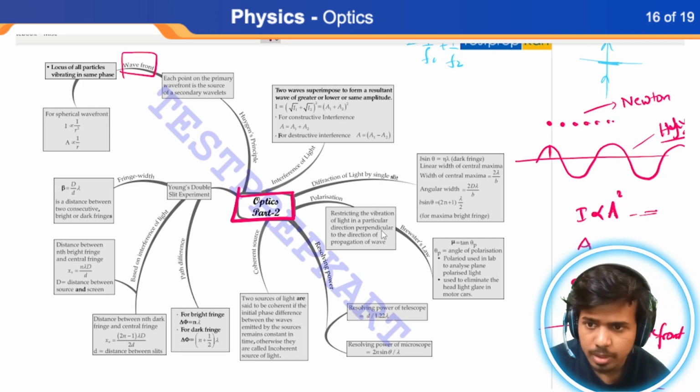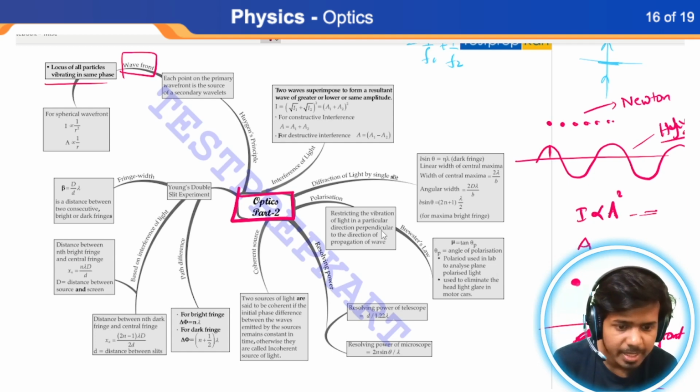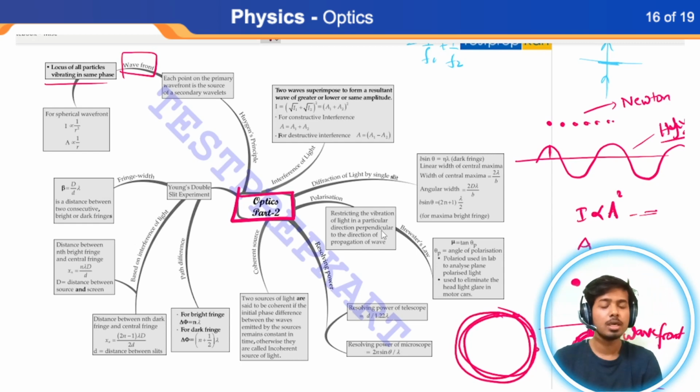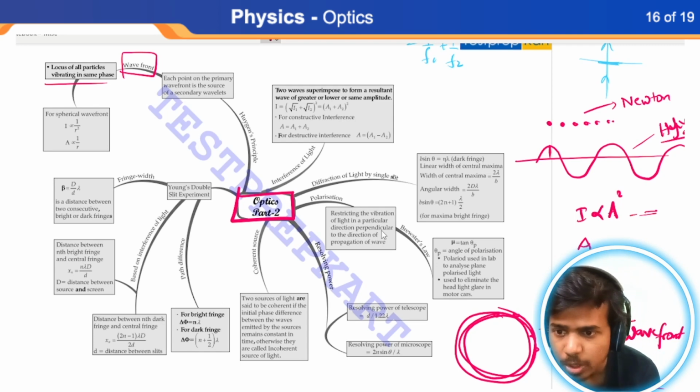All right, this is what they are talking about. Locus means basically the shape they form together. The particles in a circle together form the circle itself, right? So the circle itself is the locus of all these points.